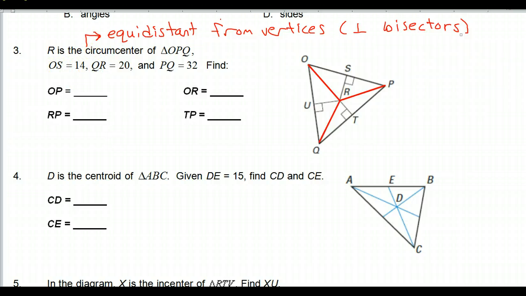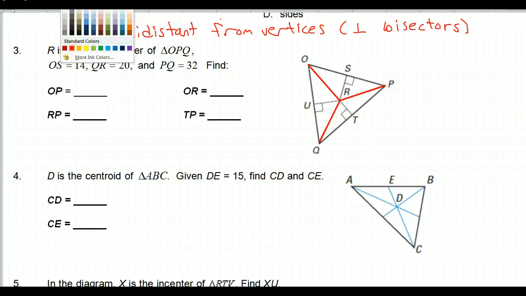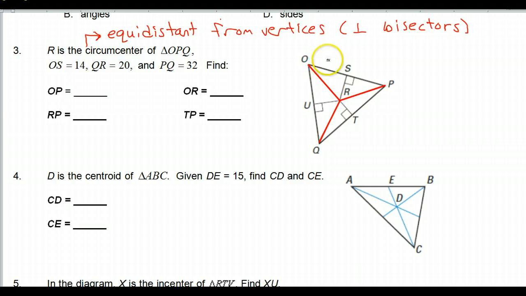OS is 14. Okay, so we're given that OS is 14. And QR is 20. So this is 20. And PQ is 32. Okay, so PQ is this right here, and that is going to be 32.